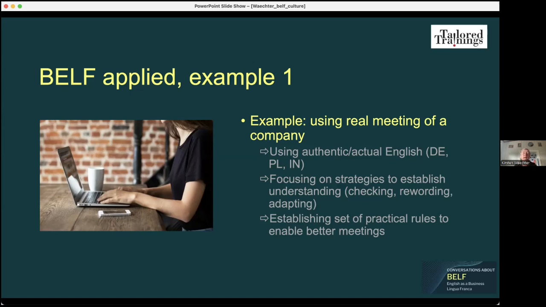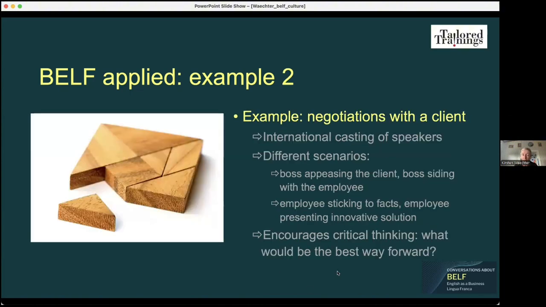This is something embedded in his book for Collins, for listening, if you can still get hold of it, because it's a bit outdated. The material is fantastic because this is BELF. This is BELF live. This is not scripted. These are real business conversations that he uses. And I think this is a lot better than anything that you and I can write, or ChatGPT can write, or you find on the internet. So what we then did was we really focused on the strategies to establish understanding: checking, rewording, adapting, and everything, but also establishing a set of practical rules, similarly to what we had before with leading group discussions, to enable better meetings in the future.